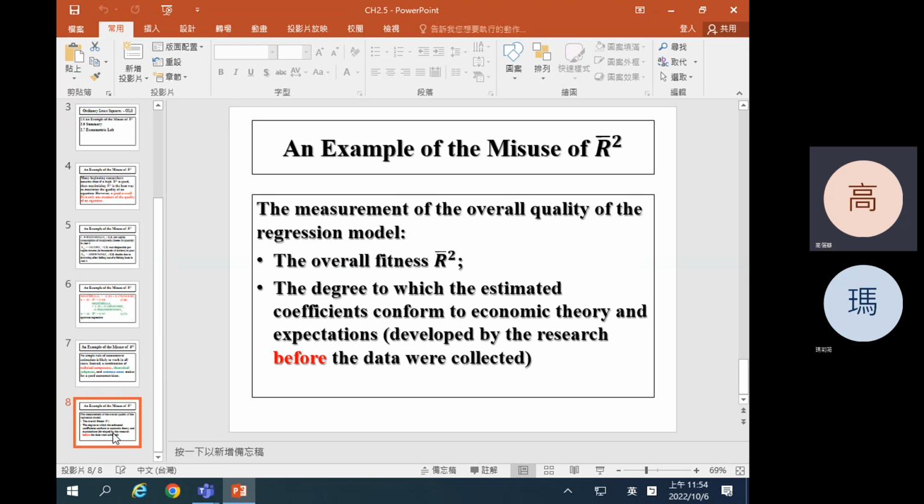So this is what I'm talking about for chapter 2. Any questions about it? Any questions?